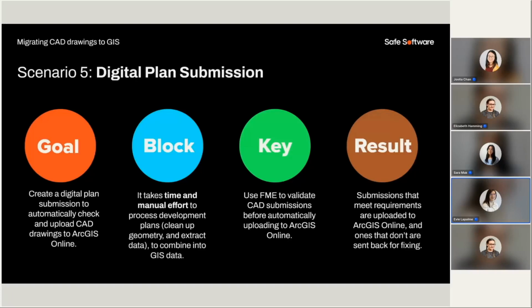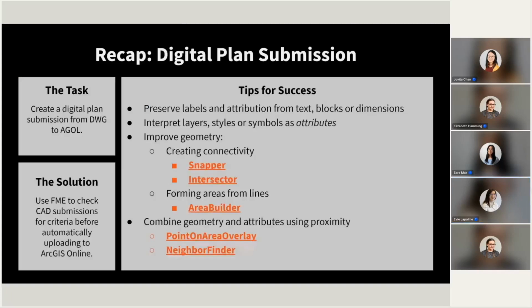So to recap, the task was to create a digital plan submission that checks the validity and either passes the file to upload to ArcGIS Online or fails and returns a streamed HTML report of why it failed. This provides the submitter with information to fix the file immediately and submit again with no communication wait time, keeping the responsibility back on the submitter to provide valid submissions.